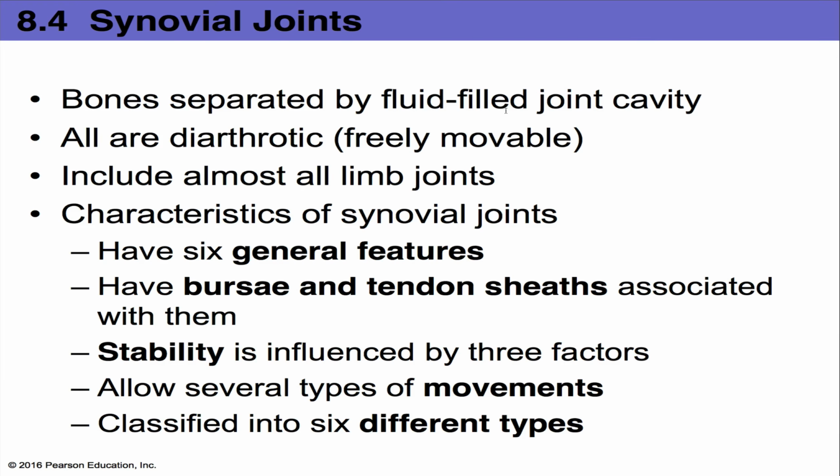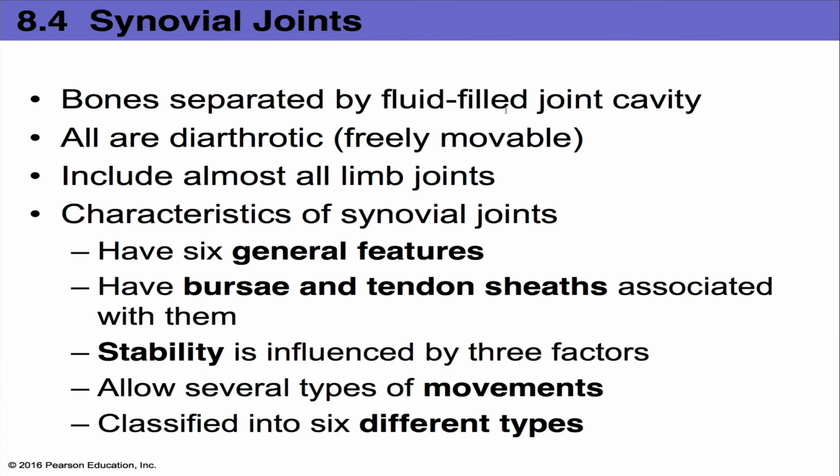Now, we're going to be looking at characteristics of synovial joints. As we move forward, one of the first things we're going to be talking about are the 6 general features that we find in synovial joints. Also associated with the synovial joints, we have bursae and tendon sheaths. In addition to that, we'll be discussing what stabilizes these synovial joints.